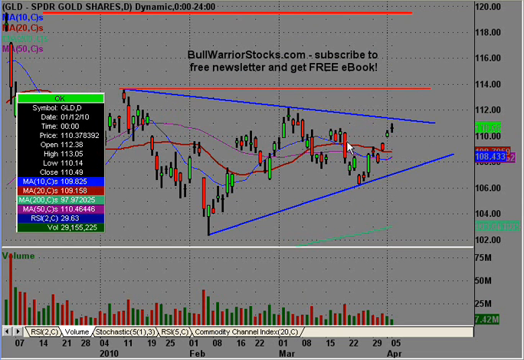But with a break of this line, look for oil to continue to go higher, and obviously that's prices at the pumps going up. And then expect the dollar to get weaker and weaker if gold can break out of this little pattern that it's in right now. So if there are any other questions on gold, please let me know.